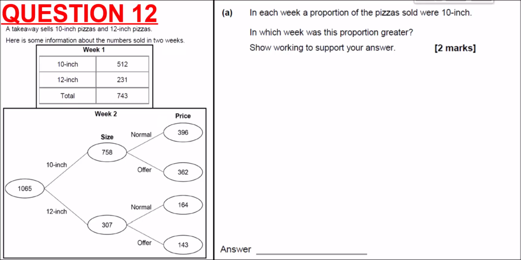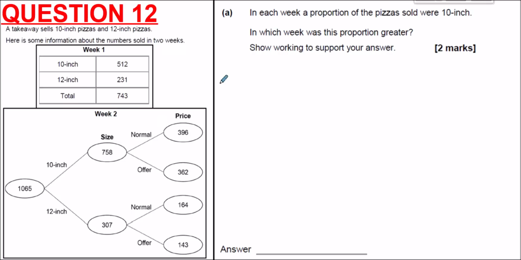Anyway, for part A, it says in each week a proportion of the pizzas sold were 10-inch. Now by proportion it doesn't mean the overall amount of pizzas. It means, for example, what fraction of the pizzas were 10-inch, what percentage were 10-inch, that sort of thing. So in which week was this proportion greater? Show your working to support your answer.